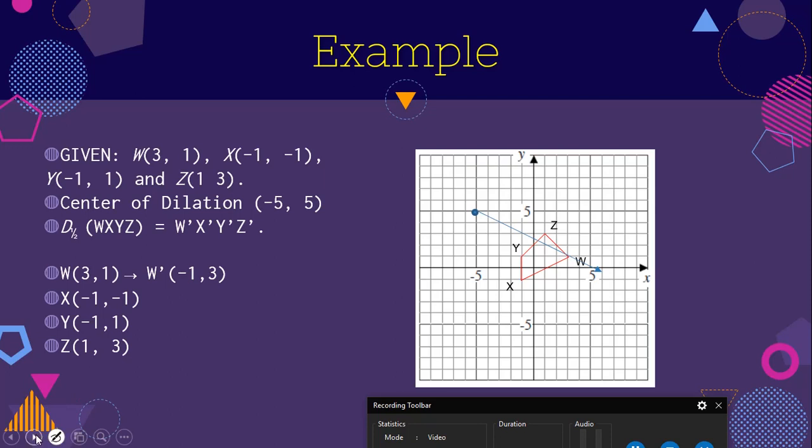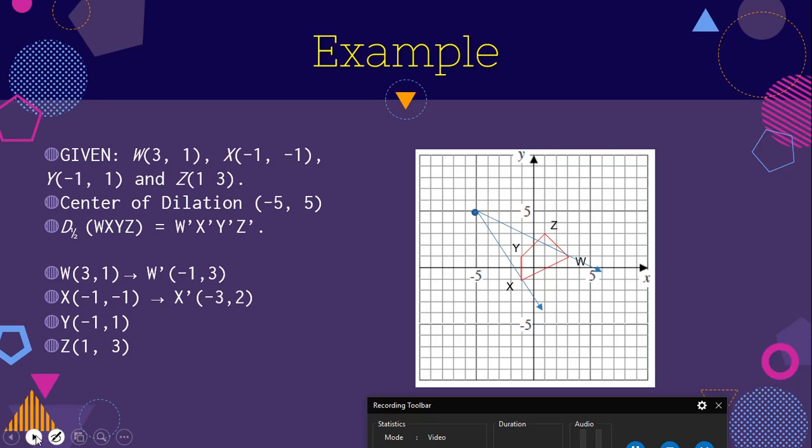I'm going to draw a line from the center of dilation through X, and I'm going to look at the path. So I would have to rise 1 and then 5 more. I'd have to rise 6 and then run 4 left. We're going to cut those distances in half. We're going to rise 3 and run 2. So right here is the location of X prime. We're at -3, 2.